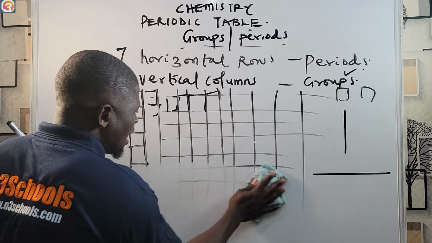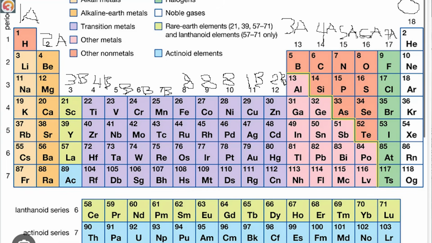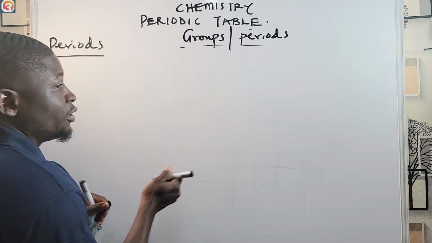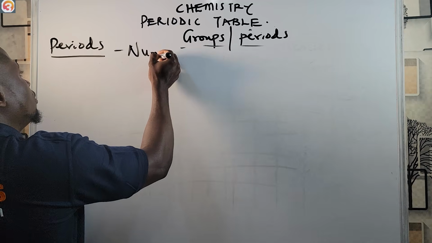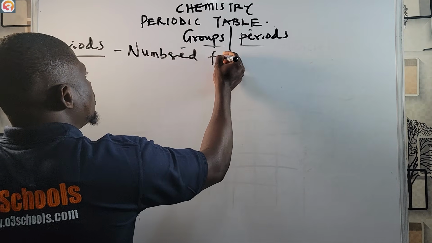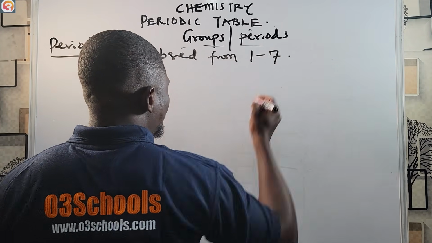All right, so now, having seen this, the next thing to quickly know is the periods. Let's talk about the periods to start with. The 7 horizontal rows called the periods. All right, let's see the periods quickly. Now, the periods are numbered from 1 to 7. All right.